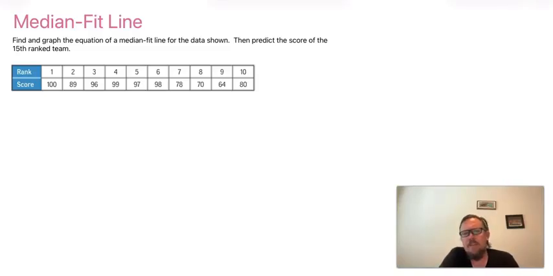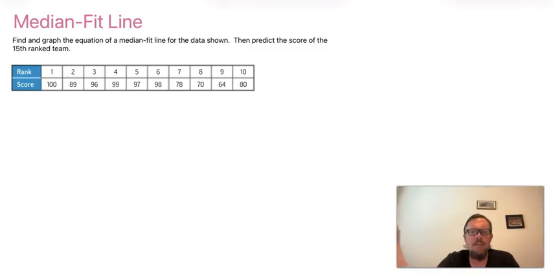Our last type of trend line that we're going to learn is something called a median fit line. A median fit line is a little different than a best fit line. A median fit line divides our data into three sections and then finds the median of the x's and y's in those sections and then connects those 3 points to get the best fit line.